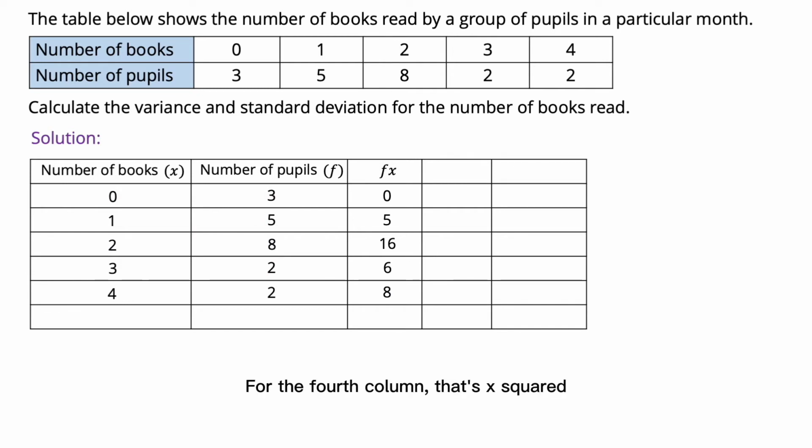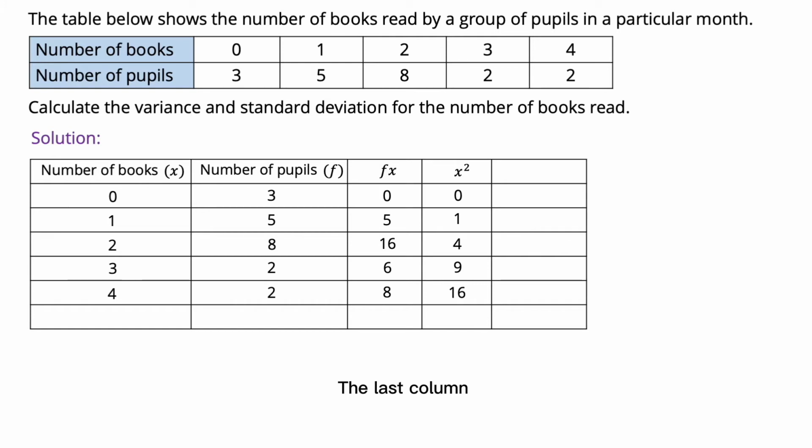For the fourth column, there is x squared. 0 squared is 0. 1 squared, 1 times 1 is 1. 2 squared, 2 times 2 is 4. 3 squared, 3 times 3 is 9. And 4 squared, 4 times 4, 16.